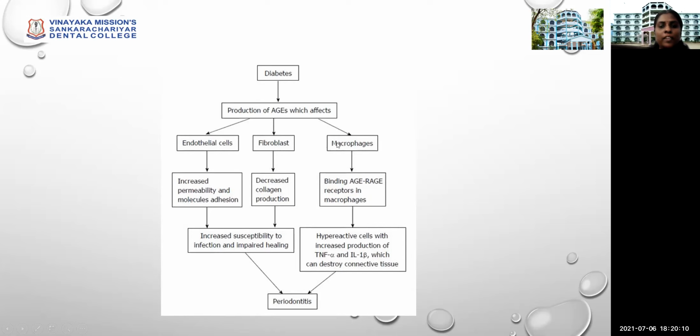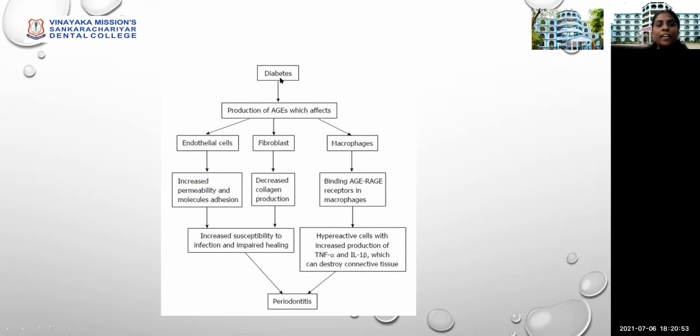And last but not the least, it affects the macrophages. The macrophages will have RAGE receptors. These AGEs will join with the RAGE receptors in macrophages. What is RAGE? Receptor for advanced glycated end products. So AGE is advanced glycated end products, and these bind with the receptors on the surface of the macrophages. That will make them hyperactive macrophages. They produce increased amounts of pro-inflammatory cytokines like TNF-alpha and interleukin-1 beta. These pro-inflammatory cytokines can destroy connective tissue. All this leads to periodontitis.